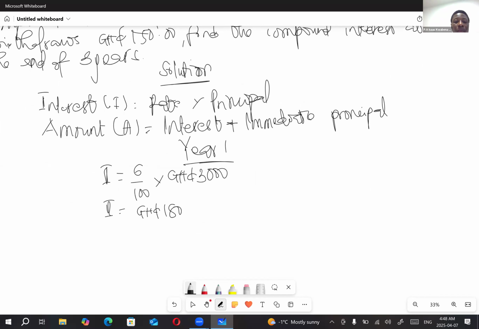Now, mind you, this was his money. This is the interest he has gotten. So what is his new amount? It's important to know his new amount before you go to another year. So his new amount is 180, the new money he had from the bank, plus the money he brought, 3,000. That becomes his new amount.